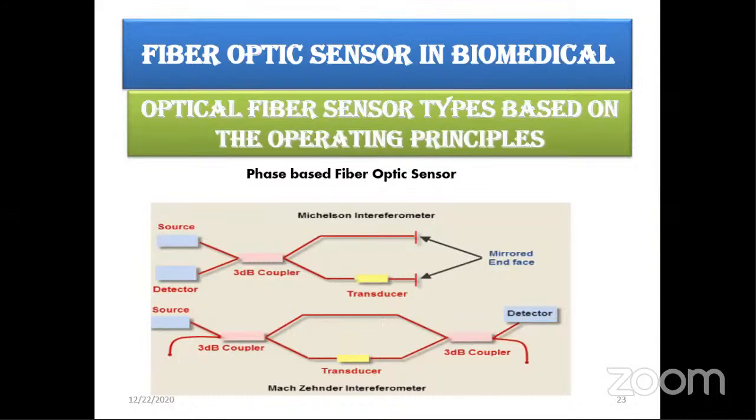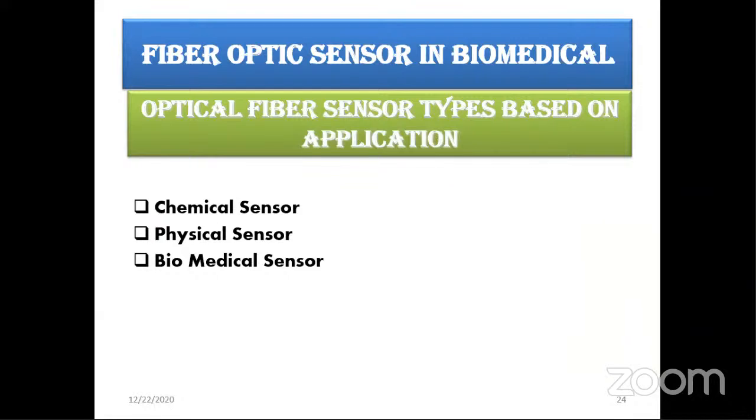And this is for the operating principle. So based on the operating principle, there are three types: intensity-based, phase-based, and polarization-based. And the next classification is based on the application. The optical fiber sensors are classified into three types: chemical sensors, physical sensors, and biomedical sensors.